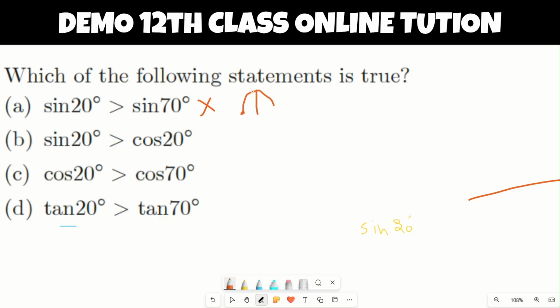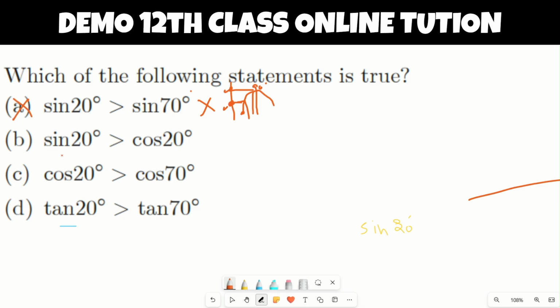because sine 20 degree cannot be greater than sine 70 degree because its graph is like this, and this is 90 degree, and here is 20 degree, and here is 70 degree. So clearly see at y-axis this value is smaller and this value is greater, so this is not true. It means that sine 20 degree cannot be greater than sine 70 degree. Okay, so this one is done, means it is not true.